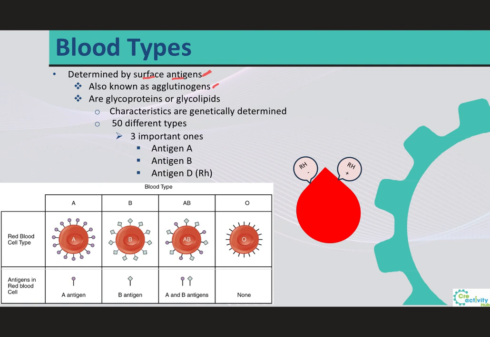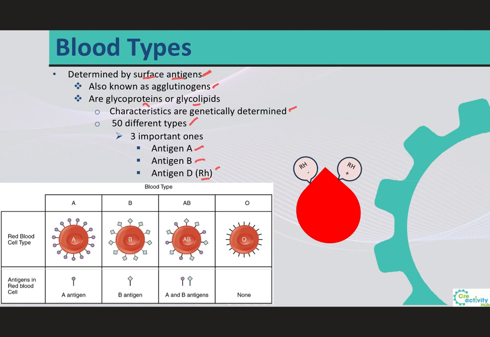So these surface antigens are either glycoproteins or glycolipids, and their characteristics are going to be genetically determined. We have at least 50 different kinds of surface antigens that have been localized on the surfaces of the red blood cells, and 3 of particular importance have been designated surface antigen A, B, and D. Now D is also known as RH. Therefore, we can say that the red blood cells of each person have a characteristic combination of surface antigens.